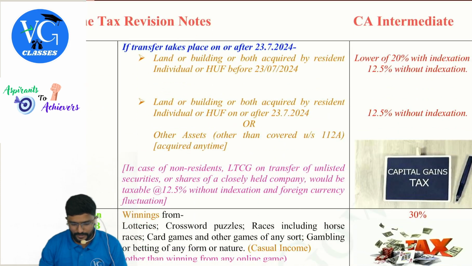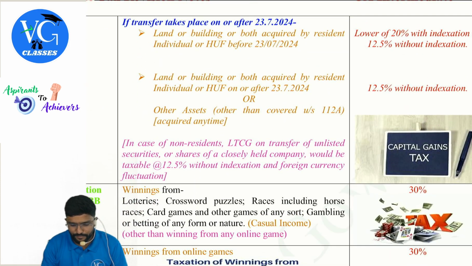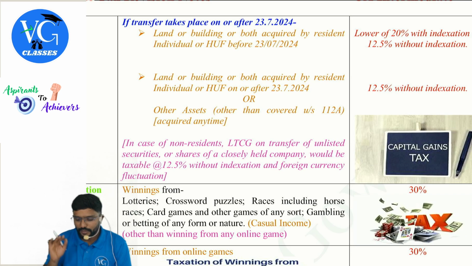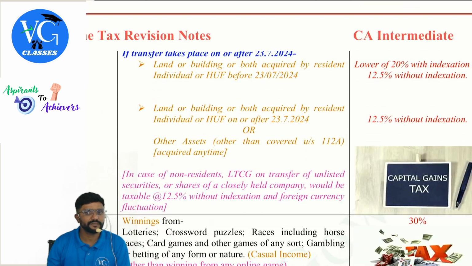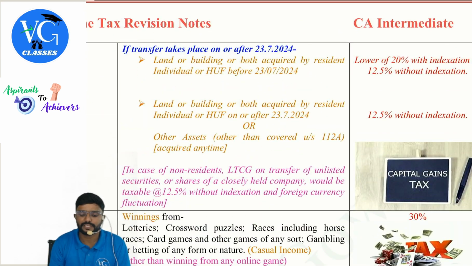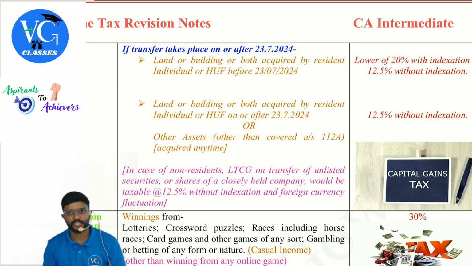Okay, sir. Now you can see this part, I will read. Land or building or both acquired by a resident individual or HUF on or after 23rd July, or other assets other than those covered under section 112A acquired any time. What is the rate? 12.5% without indexation. Now there is no asset category like this. In every case it is 12.5% without indexation. Only one thing you have to remember is this part. Rest all is 12.5% without indexation. Clear? Yes.